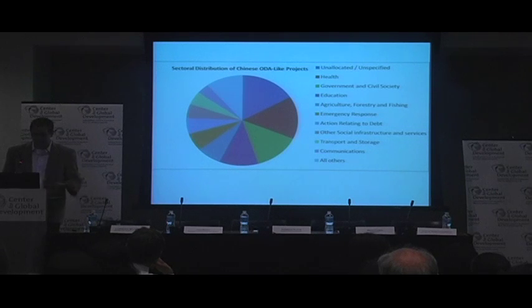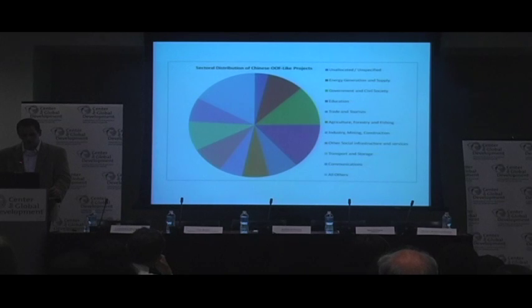Okay, third finding is the sectoral distribution of Chinese official finance. So health, education, and government and civil society activities constitute more than 40% of the Chinese ODA that we tracked, at least in terms of the number of projects. Now, in monetary terms, debt relief and transport projects make up over 50% of Chinese ODA flows.